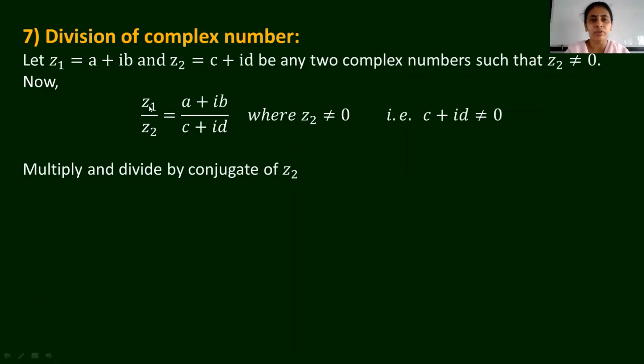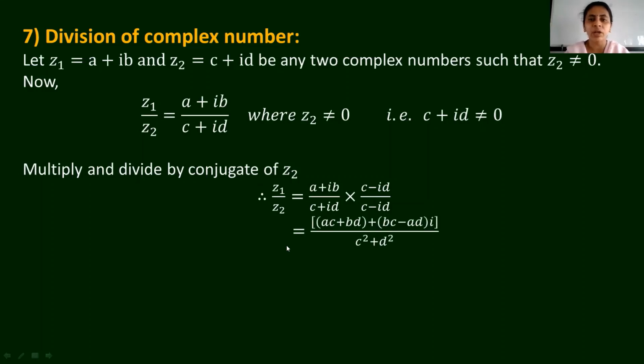To do division of these two complex numbers, we will multiply and divide z1 upon z2 by the conjugate of z2. So here z1 upon z2 is equal to a plus ib upon c plus id into c minus id upon c minus id, which is equal to ac plus bd plus bc minus ad into i. Here in the numerator we have done multiplication of a plus ib and c minus id, and in the denominator we have done multiplication of c plus id and c minus id.